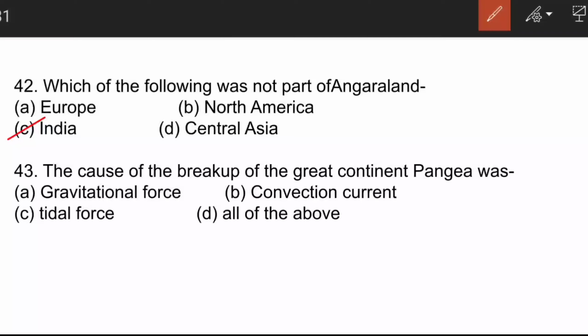The next question is, the cause of the breakup of the great continent Pangaea was gravitational force. Correct. Convection current. Yes, convection current, which rises in the mantle and helps in the movement. And then we have tidal force also. So D will be the correct answer.